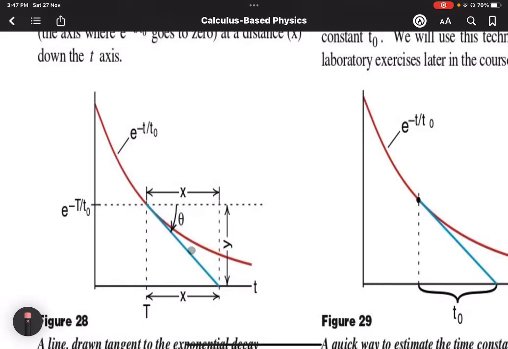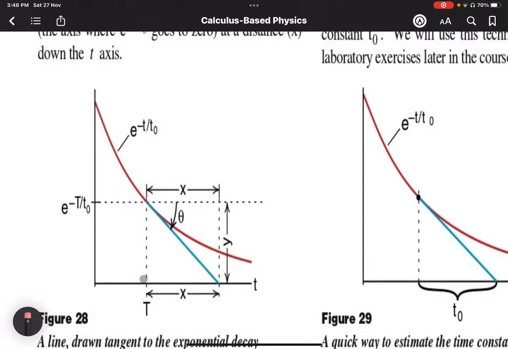So itong tangent na to from the point of the slope, pag nag-draw tayo ng line perpendicular to that, we will have a distance of x. So from point to point nung ating tangent line, we can determine the distance, which is represented by x. And the big T represents the initial value of the distance, okay, ni x.